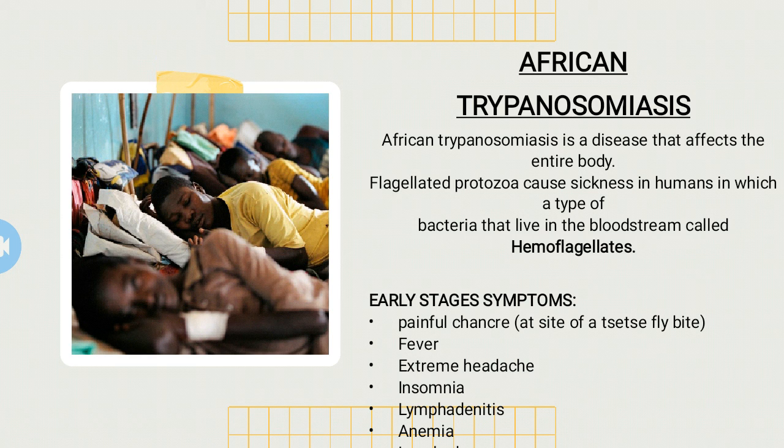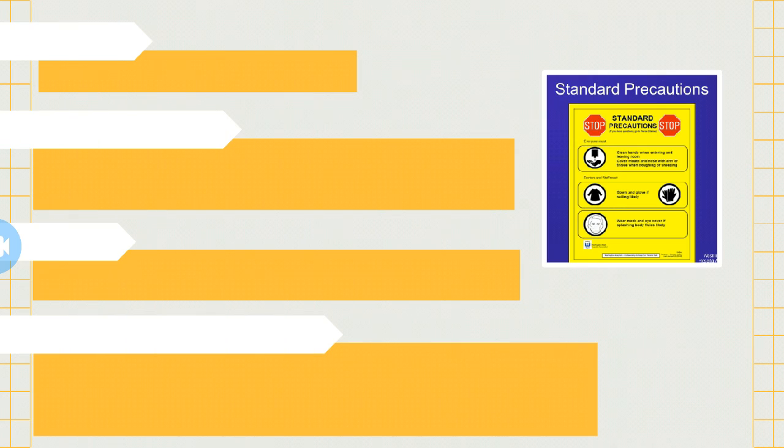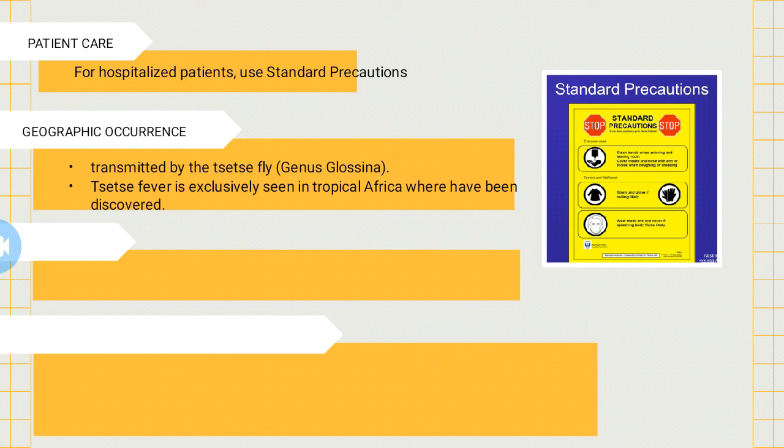These are the early stages or symptoms of African trypanosomiasis. Following are the painful chancre, particularly at the site of a tsetse fly bite, fever, extreme headache, insomnia, lymphadenitis, anemia, and so on. For patient care, standard precautions are used for hospitalized patients. The geographic occurrence: the disease is transmitted by the tsetse fly, genus Glossina, and tsetse fever is exclusively seen in tropical Africa.